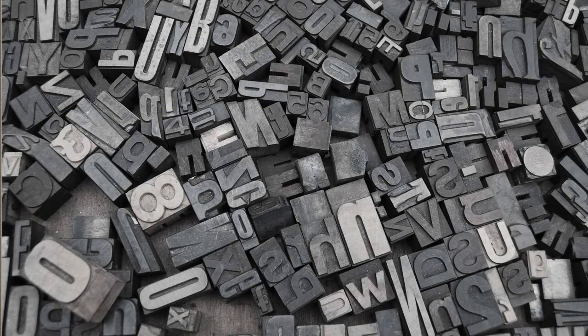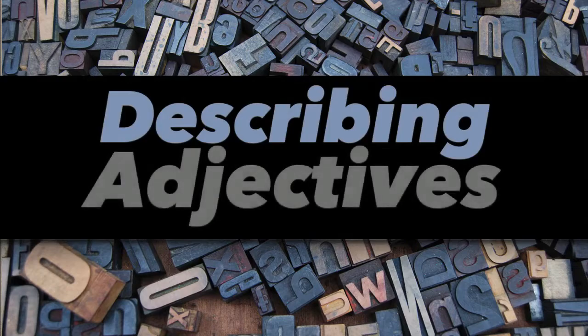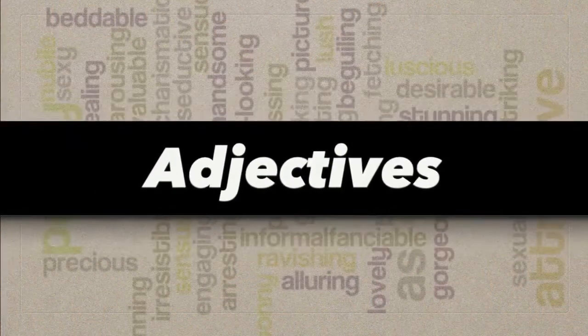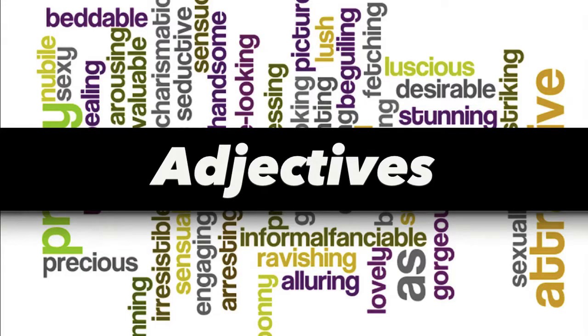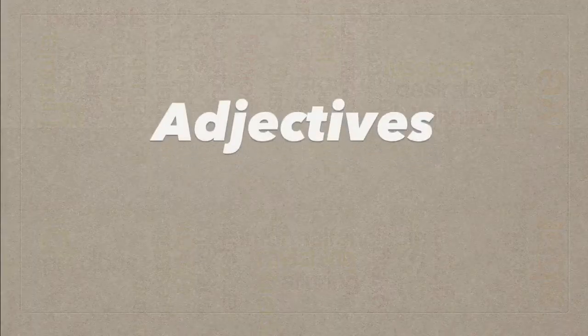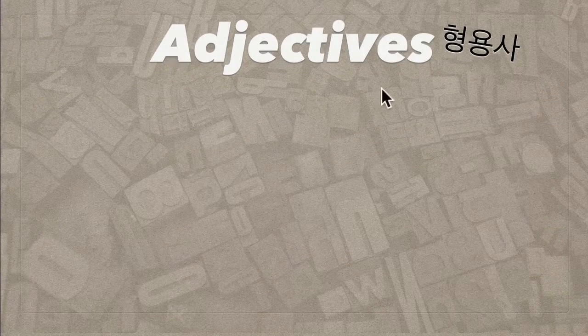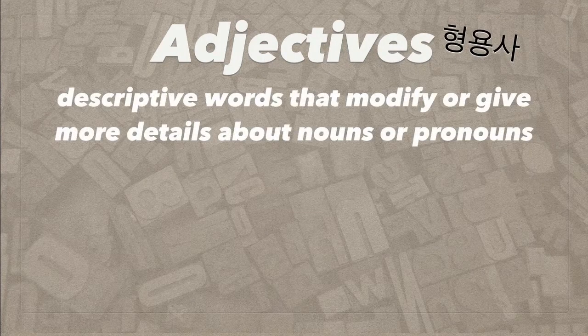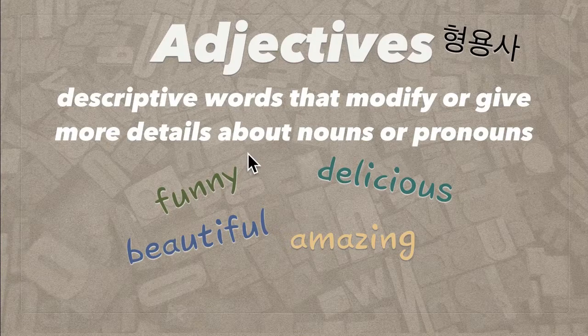Hello, guys and girls. Let's start describing adjectives. So, what are adjectives? Well, I think you already know them as 형용사. Adjectives are descriptive words that modify or give more details about nouns or pronouns. For example, funny, beautiful, delicious, amazing. All of these are adjectives.